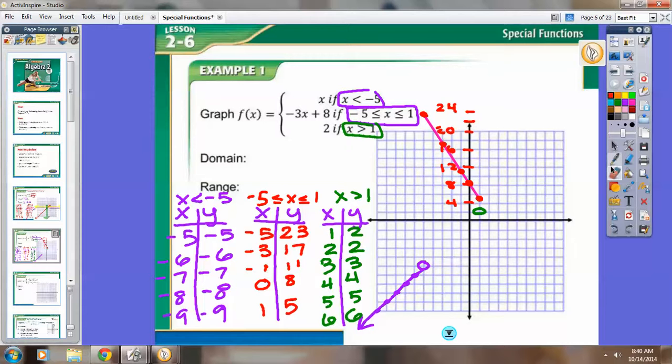Wait a second, I goofed here. I apologize, I put the wrong thing down there. It should all be 2s. Sorry about that. This time it'll be a ray, if you have an endpoint and an arrow going to the right.